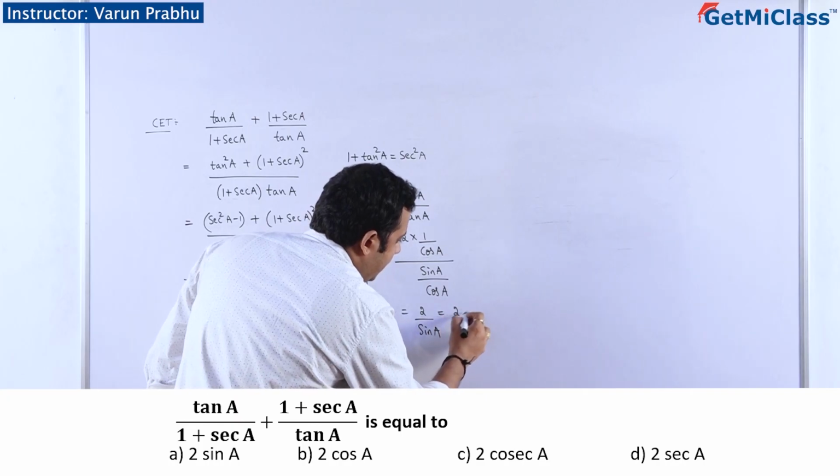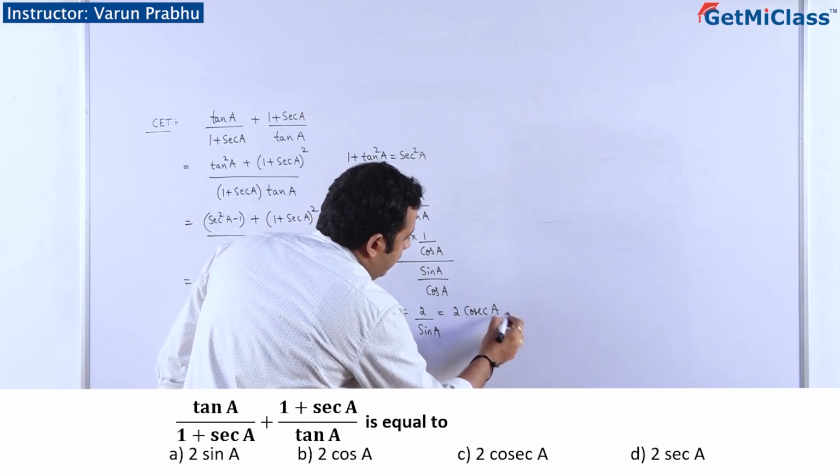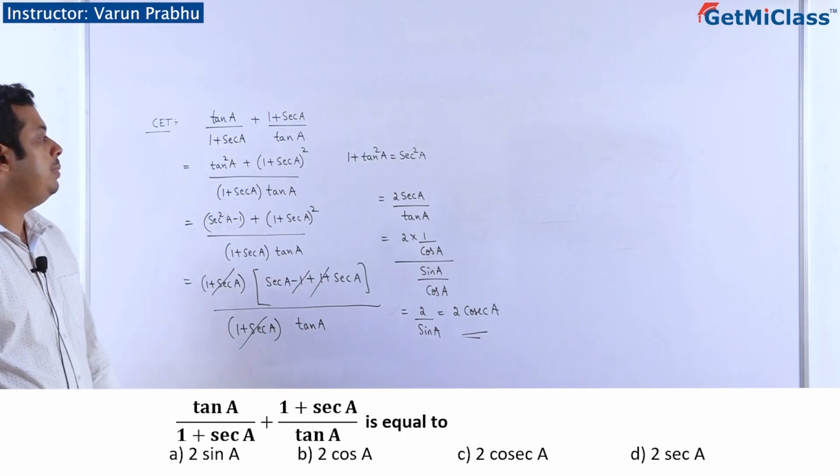2 divided by sin A can be written as 2 times cosecant A. And this will be the answer to the question. Simple CET question.